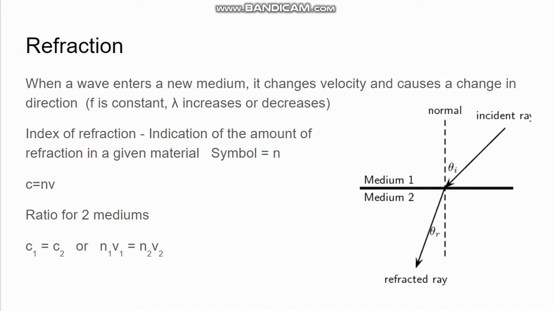Refraction occurs when a wave enters a new medium. So when a wave enters a new medium, it will change velocity because it changes direction. So the speed doesn't change, but the direction changes. The index of refraction is the indication of the amount of refraction in a given material, and it's given by n. And the equation is c equals nv. The ratio for two mediums is c equals c, or n1v1 equals n2v2.